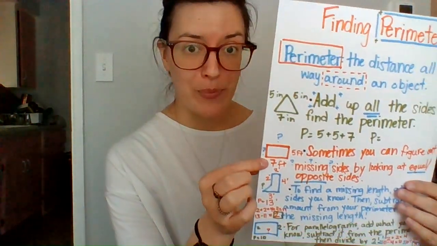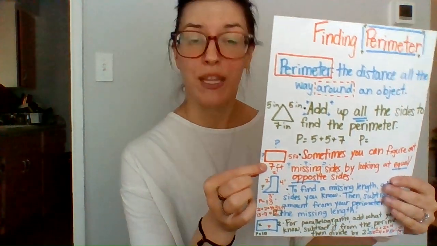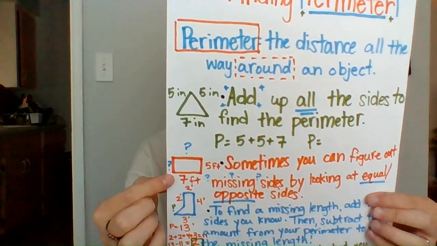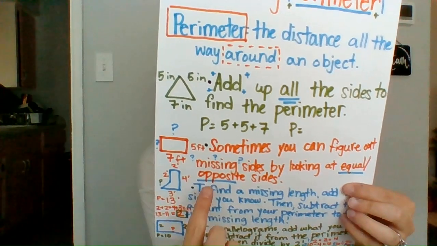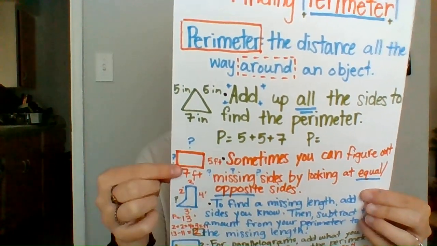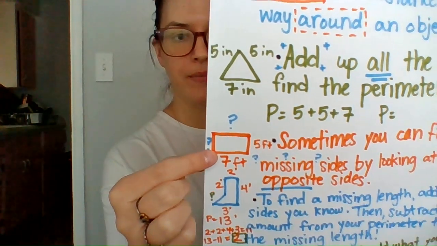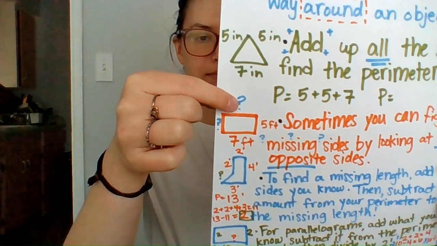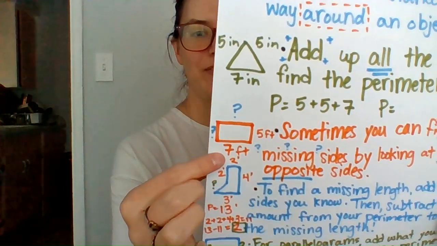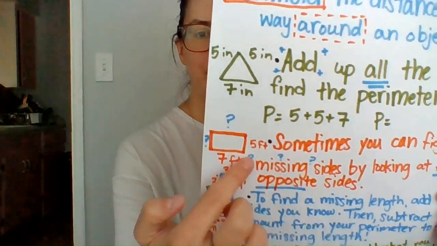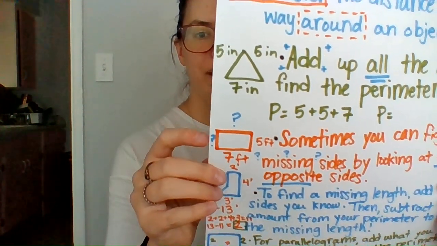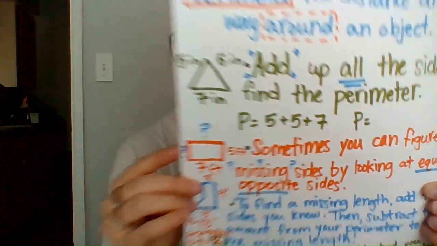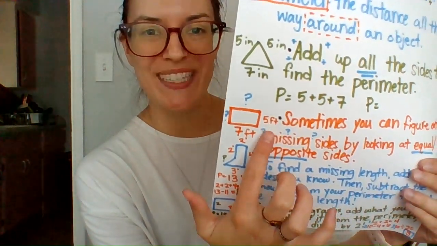So sometimes when we're finding the perimeter, they will not give us every single side length, and we have to figure it out for ourselves. So looking at a shape like a rectangle or a parallelogram, you can look at the equal opposite sides to find those missing lengths. So looking at this orange rectangle, what would be my length for this top line right here? It should be 7 feet, because 7 feet is what the bottom line is, and these two are equal opposites. How about this side over here? What would be the side length? It should be 5 feet, because this side is 5.